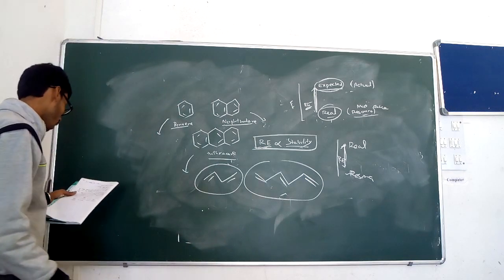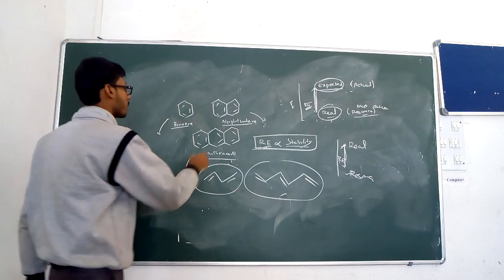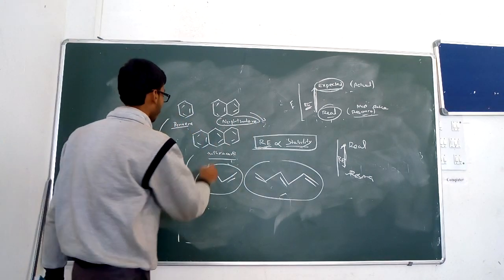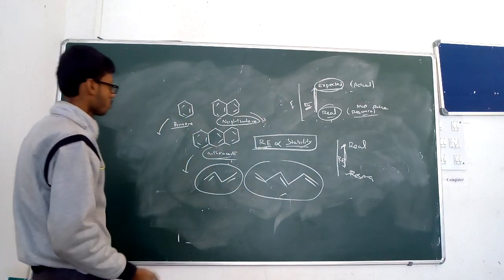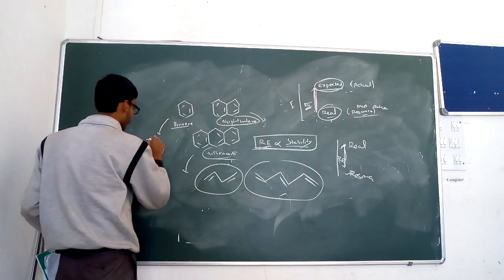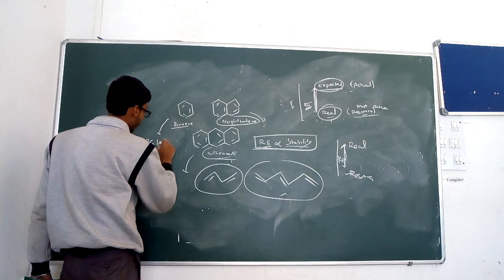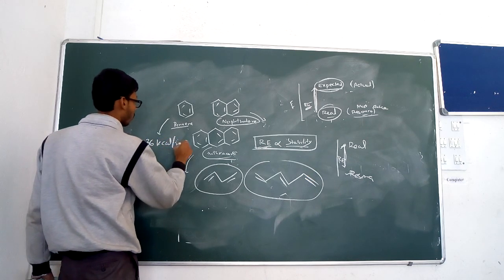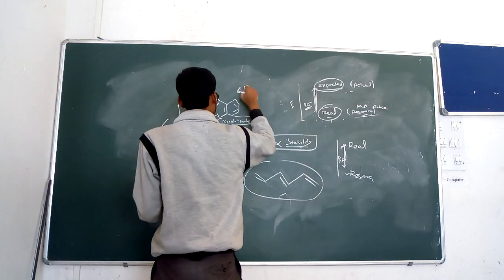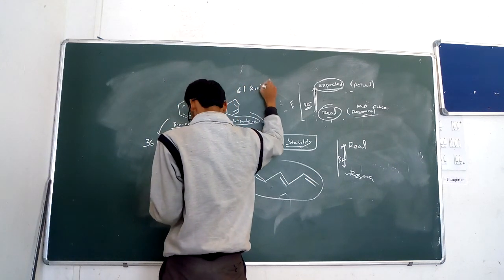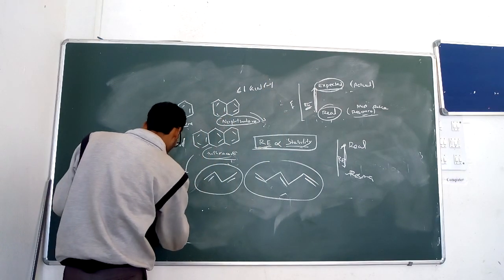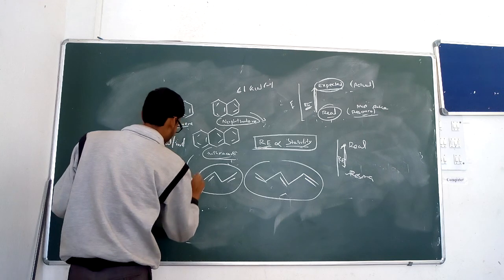Now going to why the stability of naphthalene is less than benzene, and anthracene also is less than benzene. Benzene has a resonance energy of 36 kilocalorie per mole, and naphthalene has 61 kilocalorie per mole, whereas anthracene has 84 kilocalorie per mole.